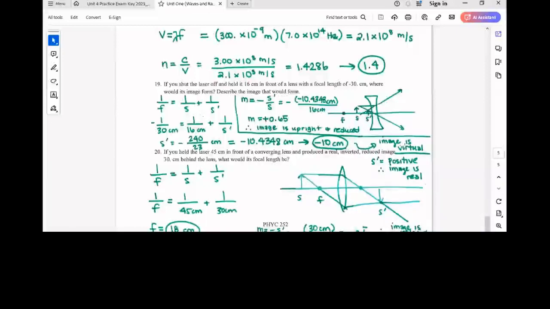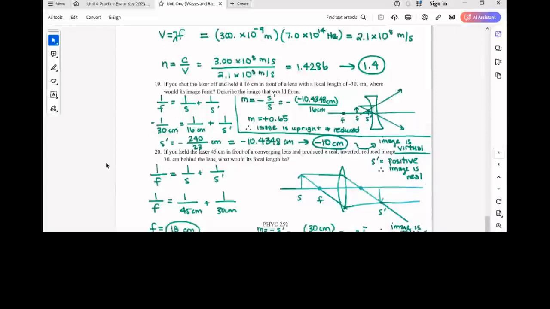And I skirted past this beforehand, but we've known since we got a negative image distance that the image that we're talking about here is a virtual one. That's also something we could have figured out just by recognizing that this is a diverging lens, because that's the only type of image that lens can make. But a negative s prime automatically means virtual.